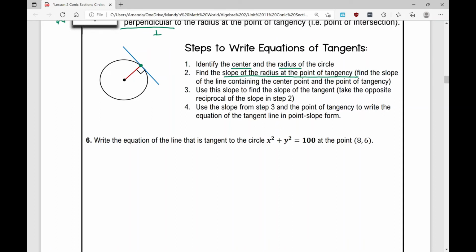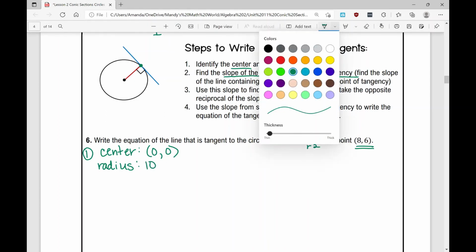Number 6 says, write the equation of the line that is tangent to the circle x squared plus y squared equals 100 at the point 8, 6. In this particular problem, the first thing I'm going to do is identify the center and radius of the circle. That's step 1. The center would be 0, 0. And the radius is what? If r squared is 100, then the radius is 10. Let's move on to step 2.